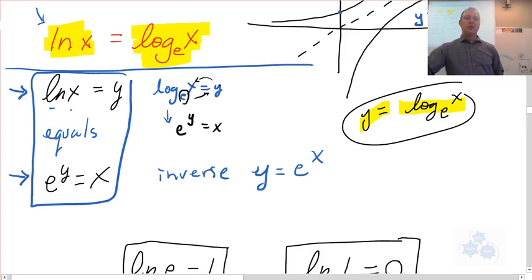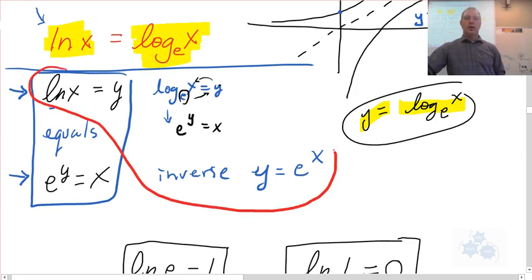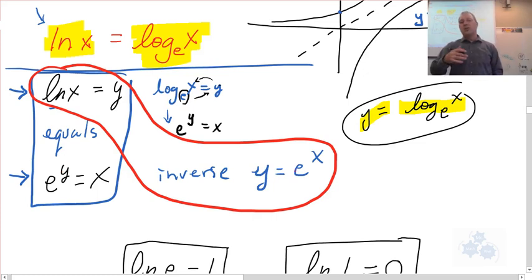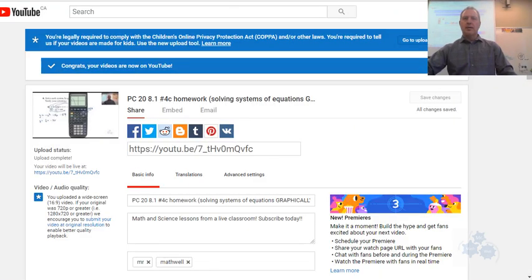Okay, so these equal each other, and these over here, I guess this one and this one, are inverse. Because here's something that's equal to the original one, and now I've switched x and y, they're inverse. So that's just another way to think about these graphs, okay?